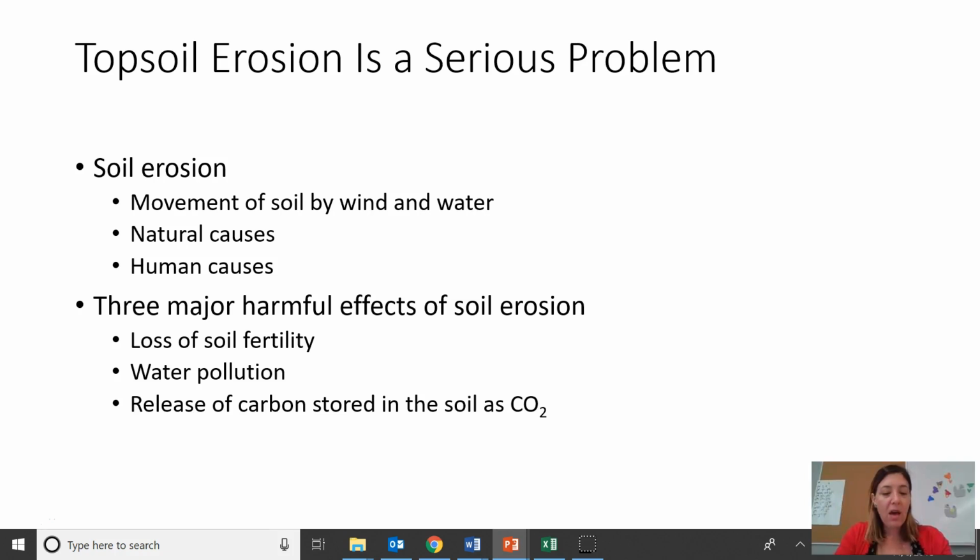A third way that erosion is having a negative impact on soils and ecosystems is through the release of carbon that is stored in the soil. As soil is eroded, a lot of the carbon that is stored in it is released to the atmosphere as carbon dioxide. So this contributes to both atmospheric warming and to climate change.